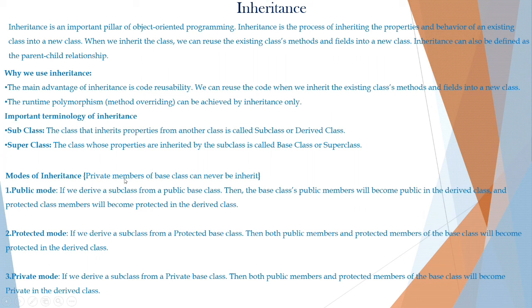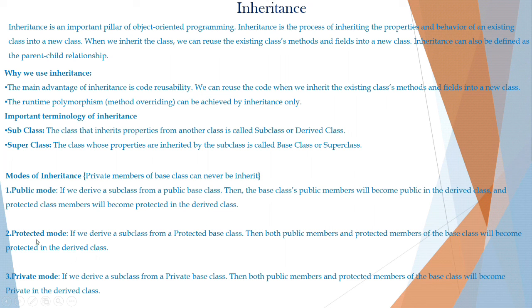This is probably the most confusing part, and most people just ignore this portion. So just follow me carefully. The first mode of inheritance is public mode. If we are using this mode, then the methods and variables which were public in the base class will also be public in the new child class, but the protected class members will become protected in the derived class.